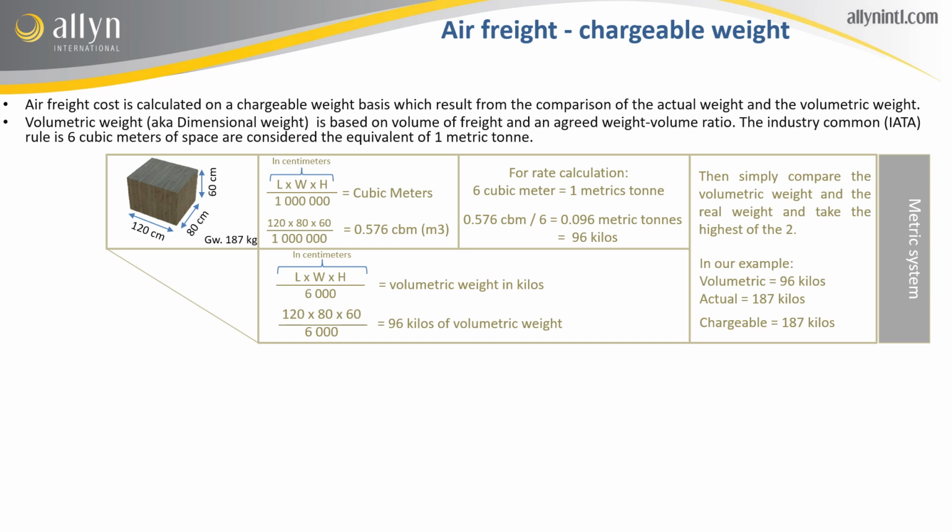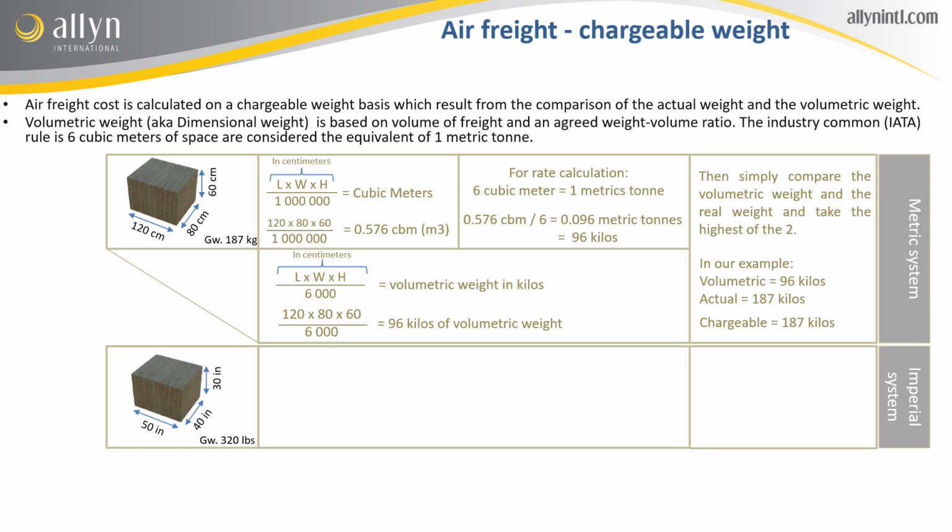Now that you are familiar with the concept, we would like to show you the shorter and faster methodology. We once again multiply the length in centimeters by the width by the height, but this time we divide it by 6,000. And this will give us directly the volumetric weight in kilos. So in our example, 120 times 80 times 60 divided by 6,000, which gives 96 kilos of volumetric weight. This weight would then be compared again with the actual one. This shorter methodology is the preferred one when working with the Imperial system.